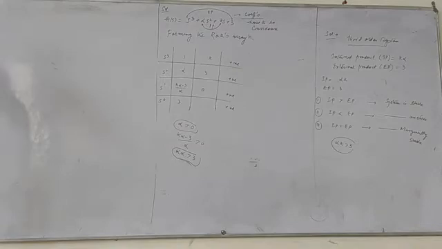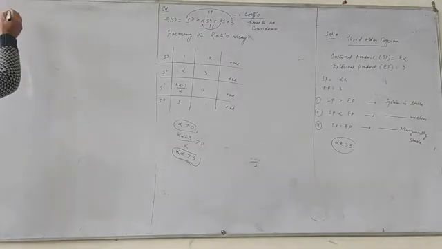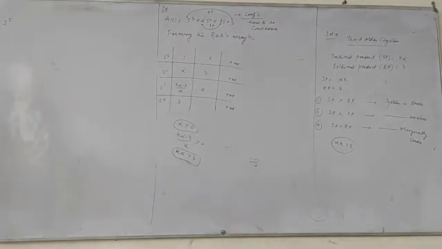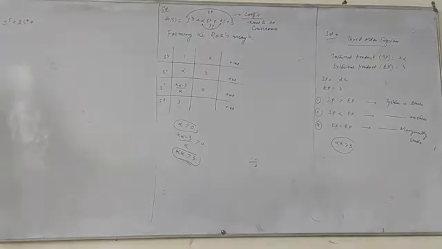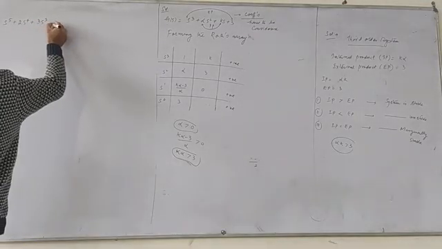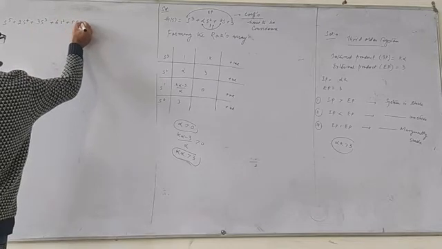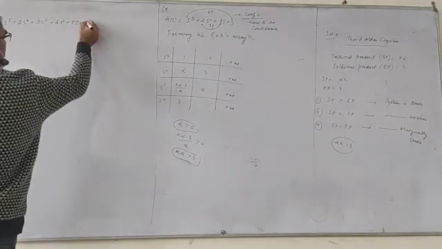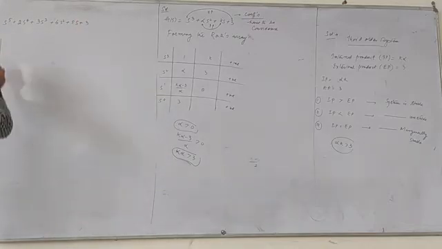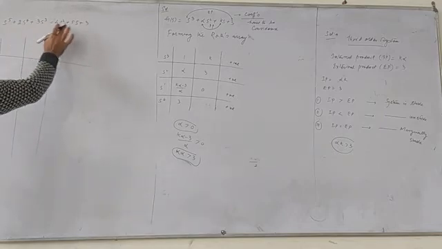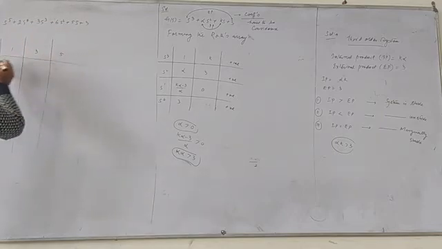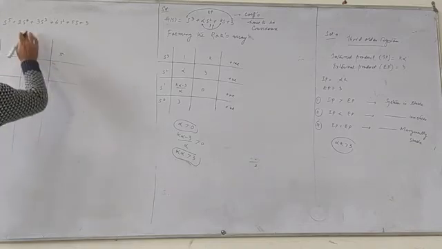So characteristic equation is given. You do it yourself. Let me do it. The denominator will be s to the power 5, s to the power 4 plus 3s cube plus 6s square plus 5s plus 3. One, 3, and 5. 2, 6, and 3.